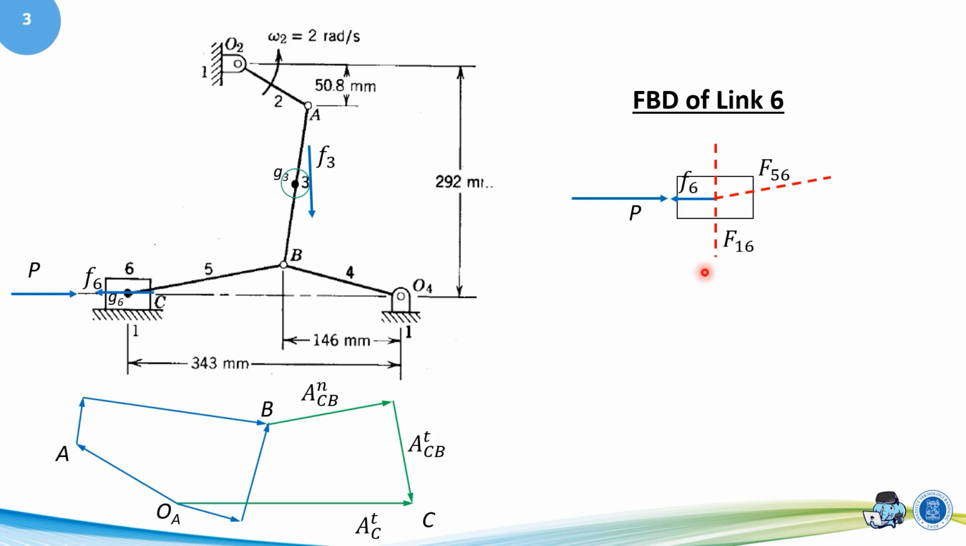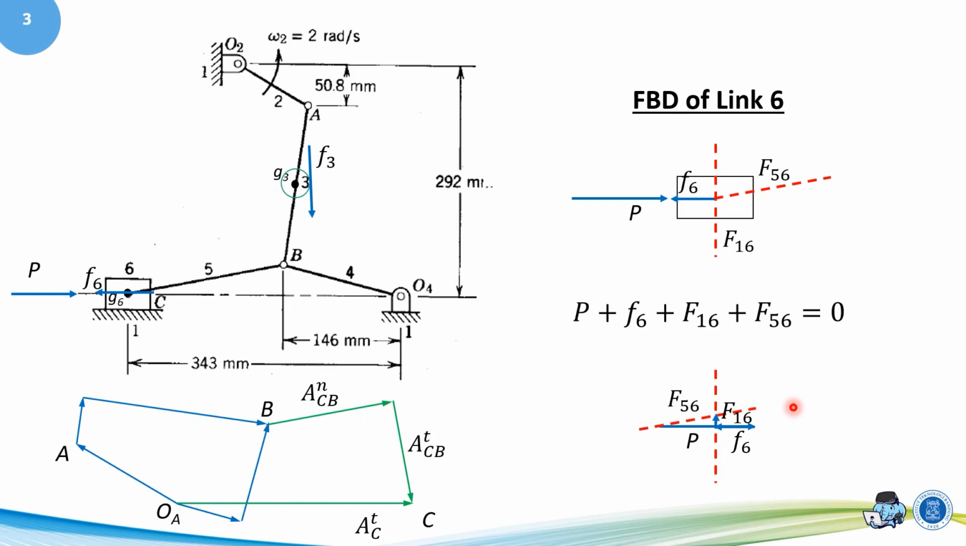After we include the inertia force in our free body diagram, we can use the static force analysis. So we have P plus F6 plus F16 plus F56 is 0. By using the force polygon, we can draw force P plus F6, and then the direction of F16 and the direction of F56. So we can know the magnitude of F16, you can see it here, and the magnitude of F56.